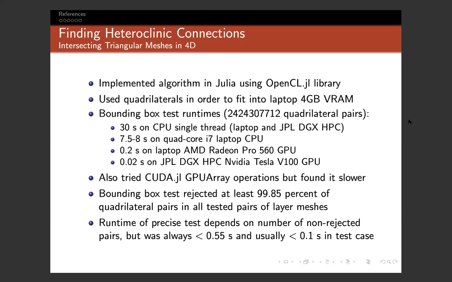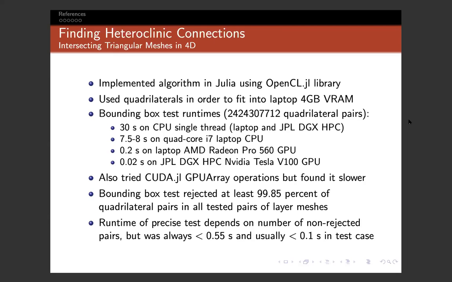And then what we found is that the bounding box test rejected 99.85% of the quadrilateral pairs, which of course makes it much faster to run the precise test on the non-rejected pairs. The runtime of the precise test is usually less than 0.1 seconds, especially when almost all the pairs are rejected, and it was always less than 0.55 seconds. So checking a pair of layers in this case was generally less than 0.3 seconds, and always less than 1 second.